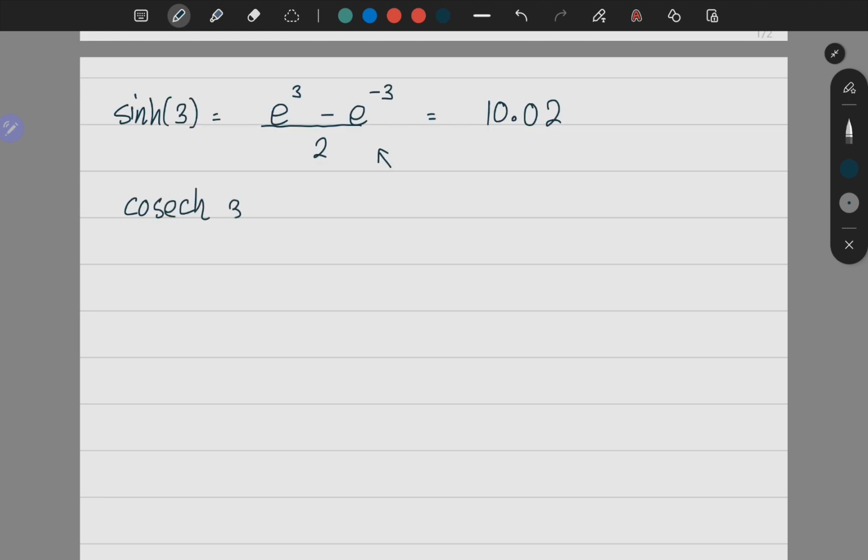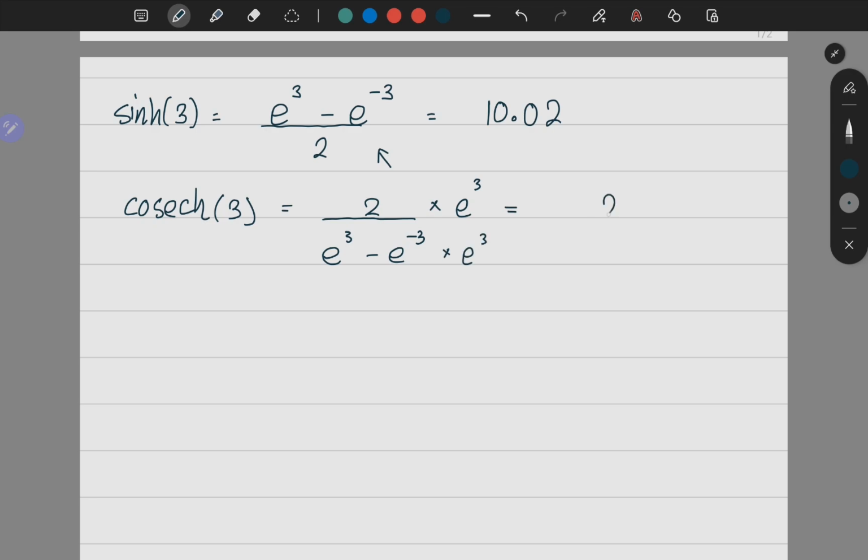Cosech of 3 is just going to be 2 over e to the 3 minus e to the minus 3. We can first of all simplify this. If you notice, we can multiply both the top and the bottom by e to the power 3.